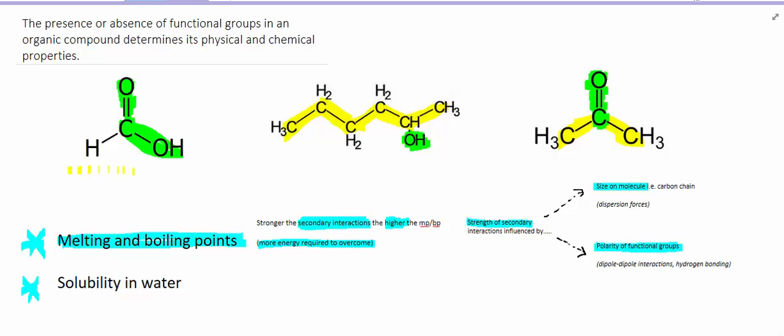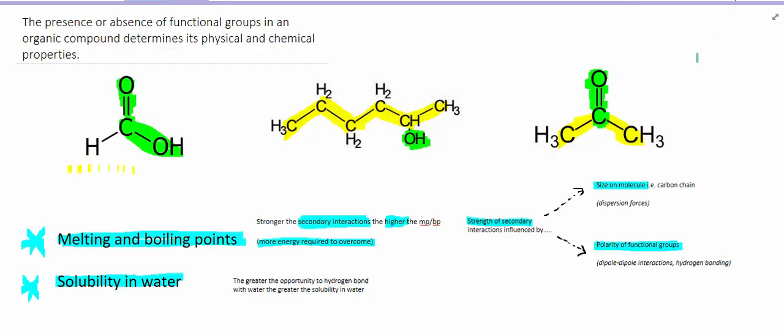The other thing you're going to need to be able to do is explain the solubility in water of organic compounds. So that's whether they are not soluble in water, or whether they have good solubility or high solubility in water. And what makes an organic compound soluble in water is its ability to hydrogen bond with the polar water molecules. So basically, the greater the opportunity to hydrogen bond with water, the greater the solubility in water.